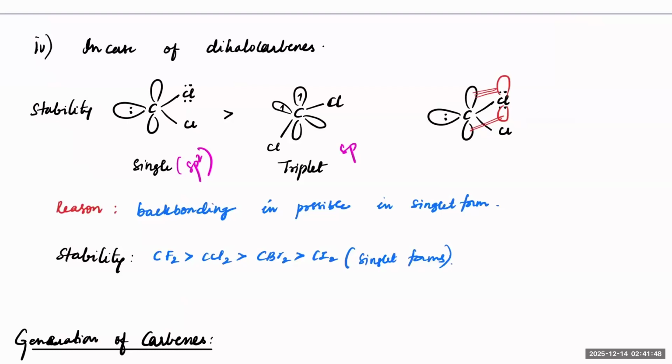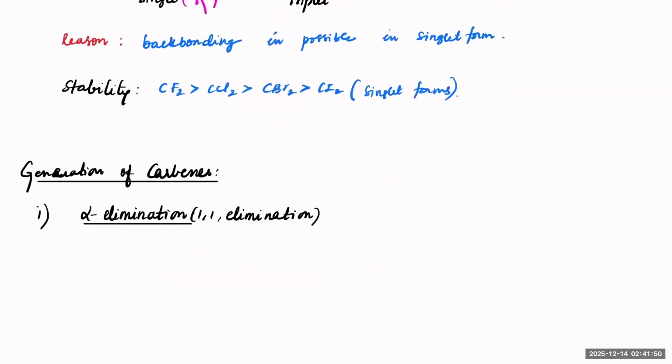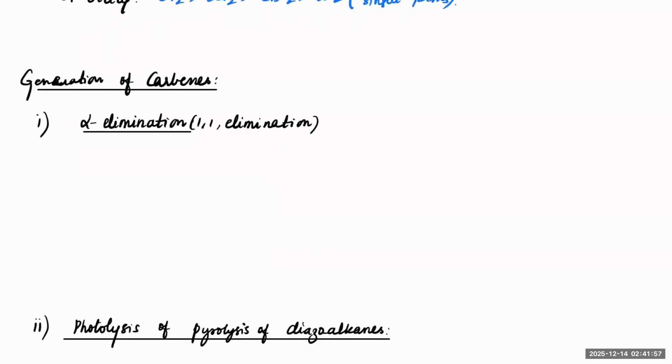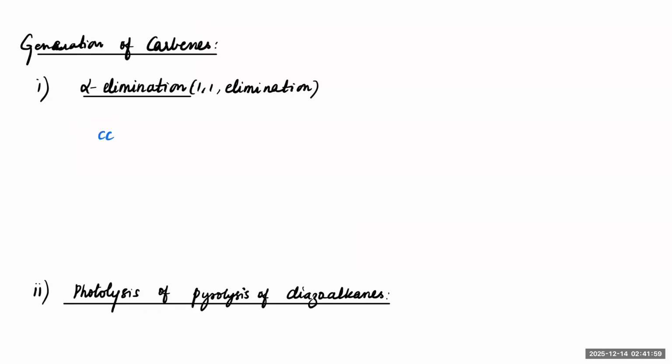Now, how do we usually generate these carbenes? See, the first way is by alpha elimination. The best example is like this: I have CCl3 and H. This is chloroform. And remember, when chloroform reacts with a strong base, EtO minus, it will give EtOH plus CCl3 minus.